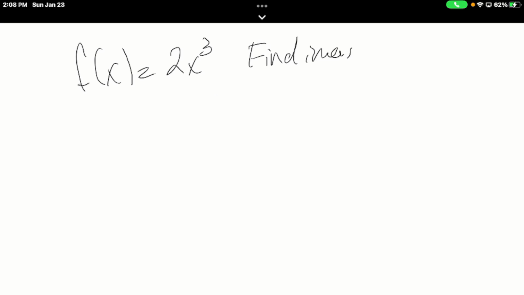So let's go into a cubic. So let's say I've got a function like 2x cubed. Okay, and I want to find the inverse and graph.